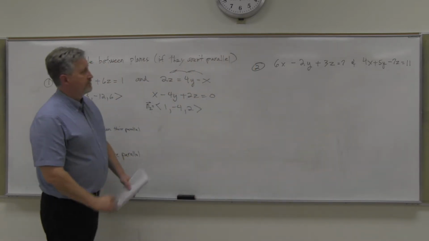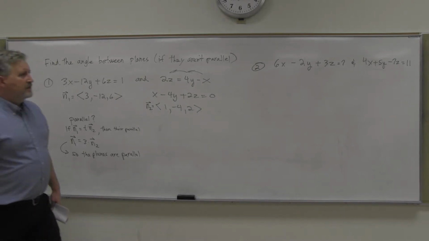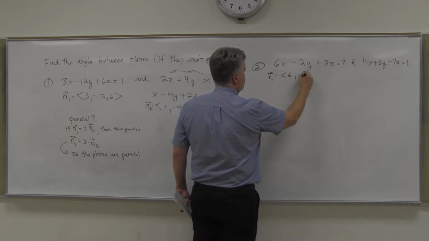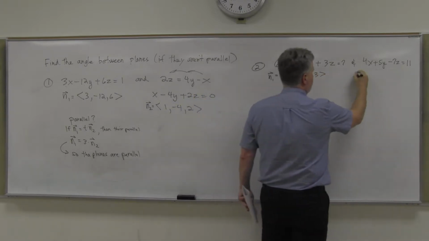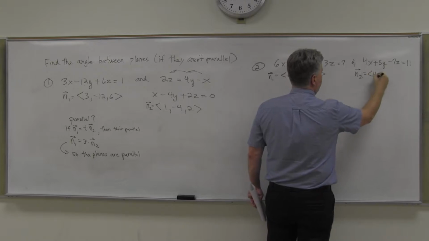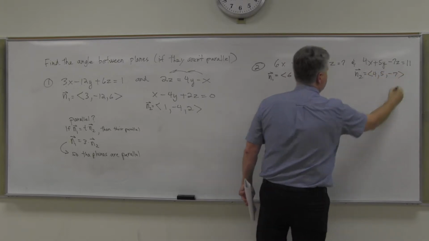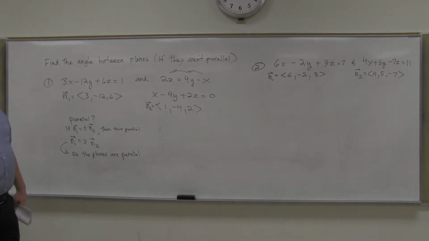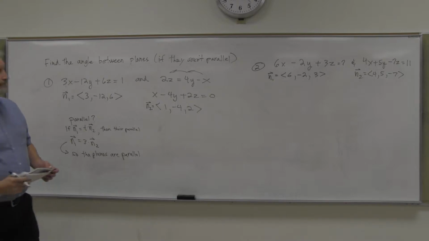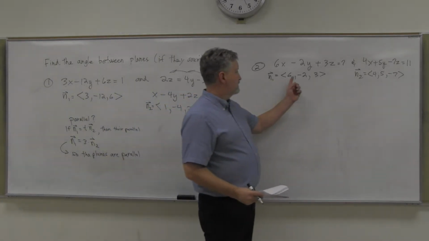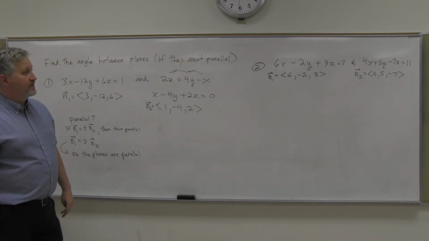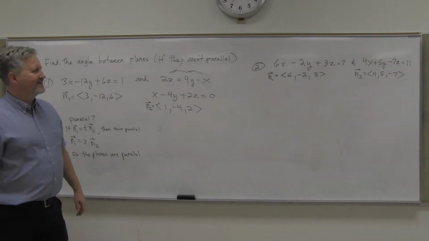Those are my 2 planes in this case. N1 here is 6, negative 2, 3, that'd be the normal vector here. The normal vector here would be 4, 5, negative 7. And those aren't multiples of each other, right? Let's see, we'd have to multiply 4 by 3 halves. No, they're definitely not multiples.